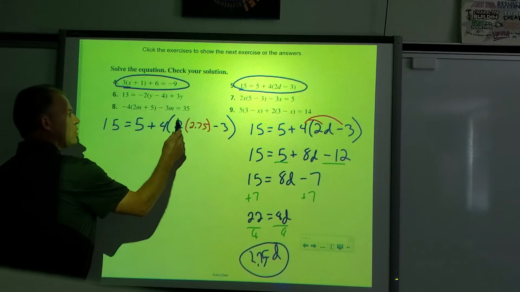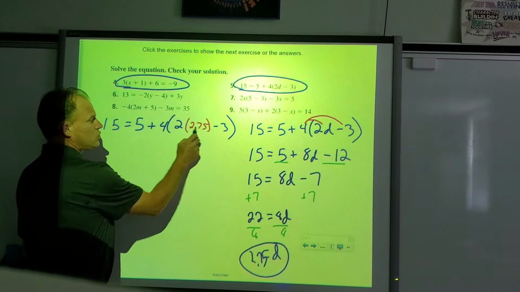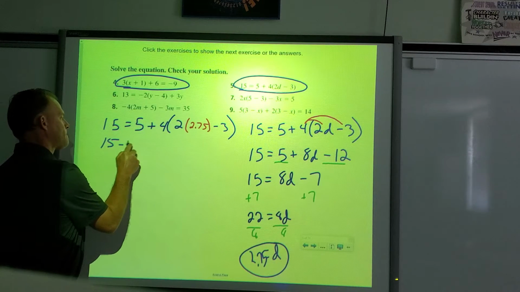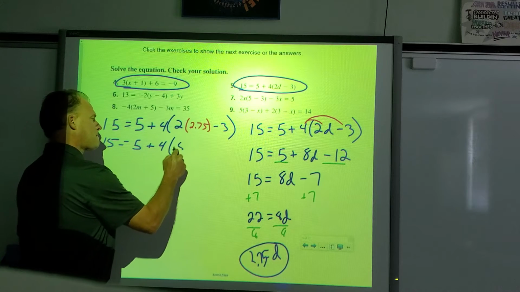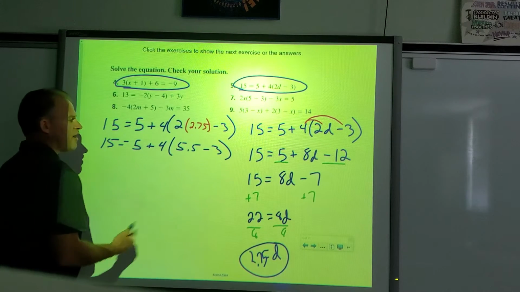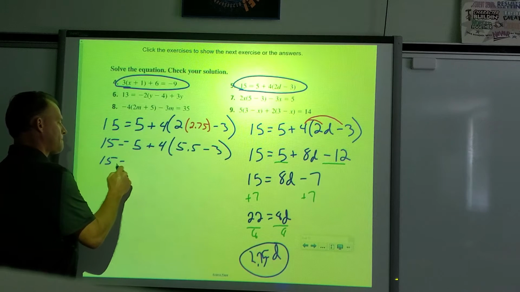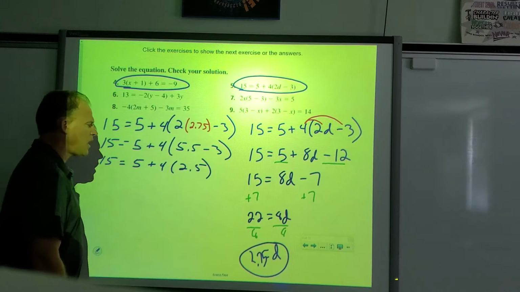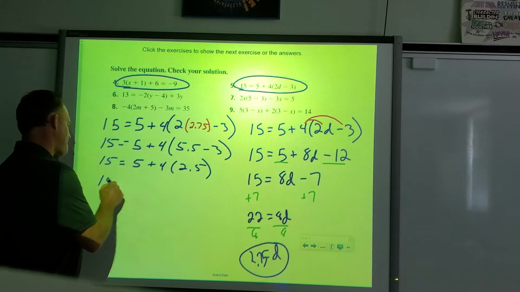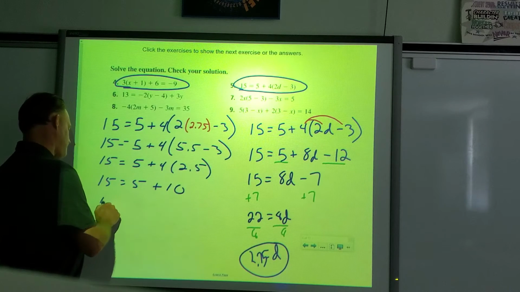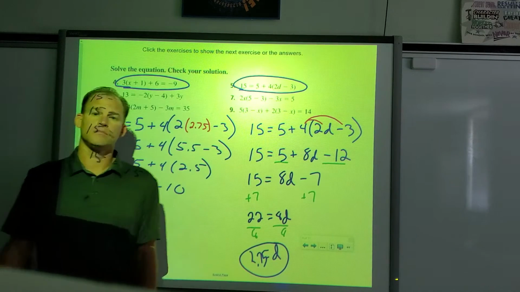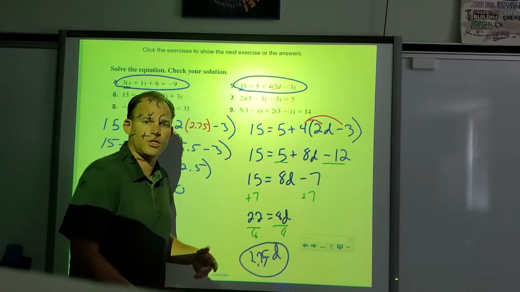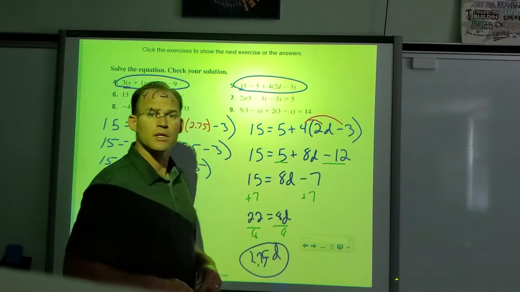So, again, order of operations. I'm inside my parentheses. 2 times 2.75 is 5.5. 5.5 minus 3 is 2.5. 4 times 2.5 is 10. It worked. So, you do a problem, you get an answer. If you like it, you're comfortable with it, good. If you don't like it, check your work and see if it comes out to be true.